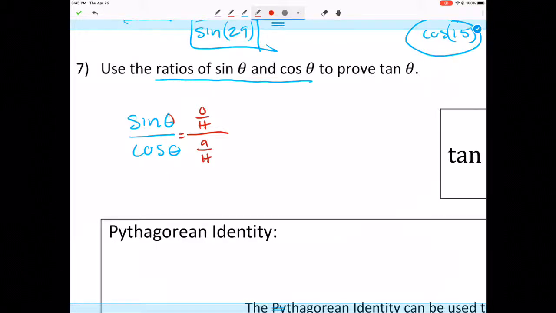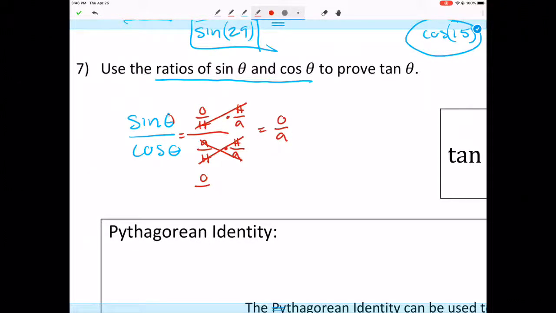Okay, and then we can simplify this. There's different tricks you've learned in the past. How I'm going to do this is I'm just going to multiply top and bottom by the reciprocal of the denominator. So that would be h over a. Okay. For the denominator, we'd have a and a, that would cancel, and h and h, that would cancel. And in the numerator, the h's would cancel, and we'd end up getting opposite over adjacent.